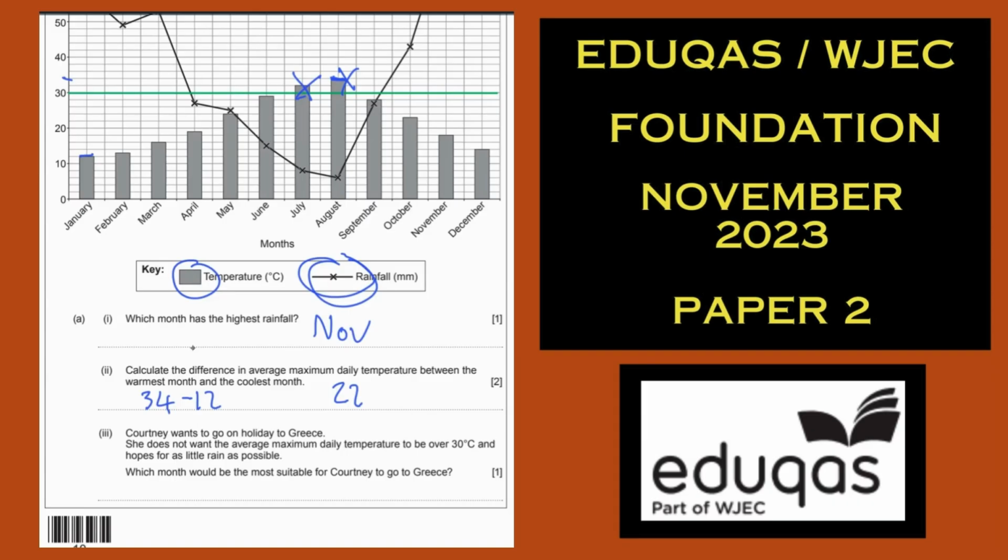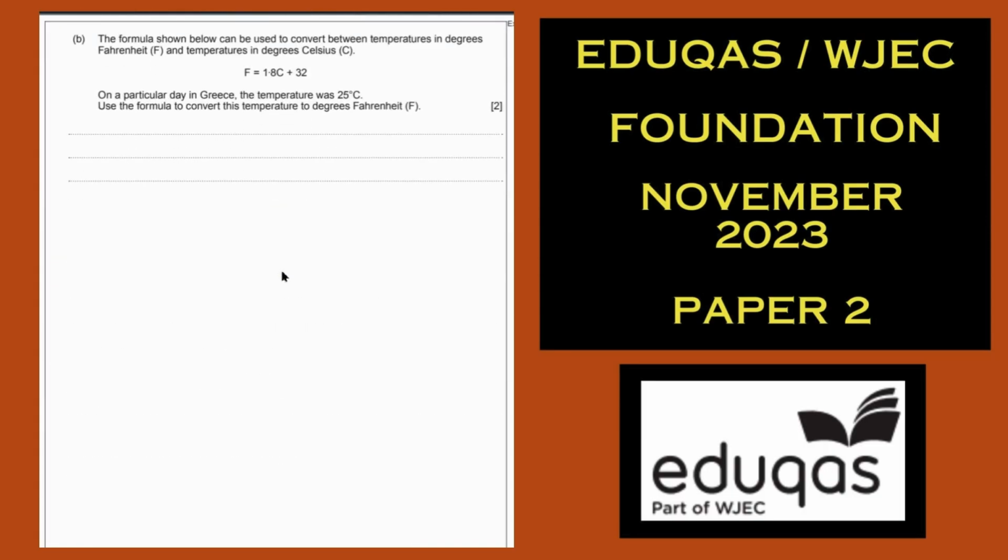Which month would be the most suitable? But she wants as little rain as possible. So as you can see, August would have been in the running, but it's not now. July would have been, but it's not. It's the next one up. June has the 3rd lowest average rainfall, and its temperature average is under 30. In it goes. Courtney's going in June.